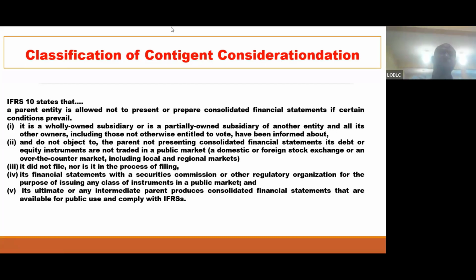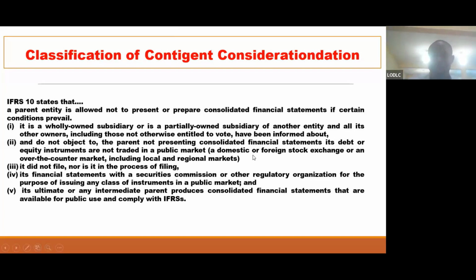Then another one, if it did not file, nor is in the process of filing, its financial statements with a securities commission or other regulatory organization for the purpose of issuing any class of instrument in a public market. And finally, if its ultimate or any intermediate parent produces consolidated financial statements that are available for public use and comply with IFRS, then the parent should not present or prepare consolidated financial statements in this regard as well.